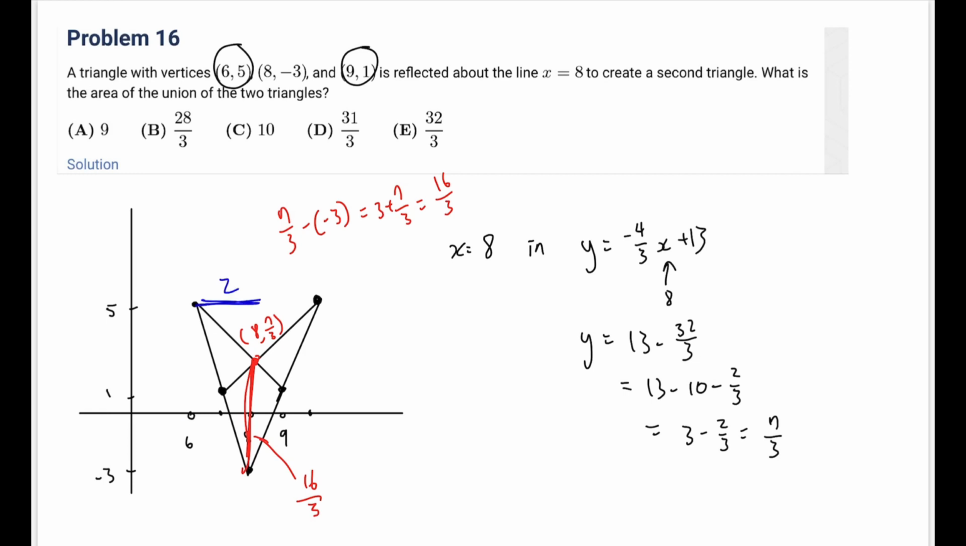So it's 2 times 16 over 3 divided by half, because that's this one triangle, and then we need both triangles, right? So we need to multiply it by 2, so these two cancel. This is 2 times 16, this is 32. This is 32 over 3, so the answer is E.